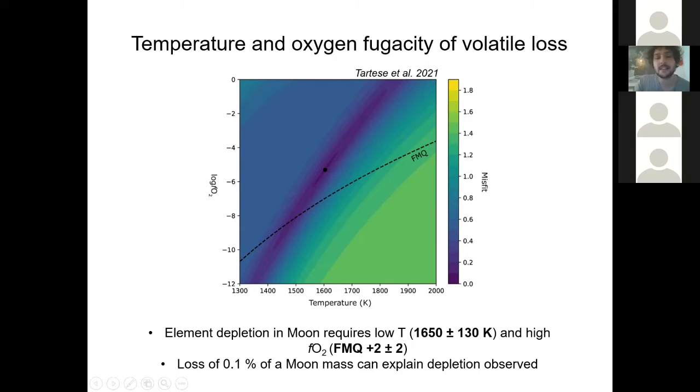So we've been able to explain the relative depletion of the elements, but now if we consider how much in total of these elements needed to have been lost, we fall upon a value of about 0.1% of a lunar mass that must have been lost to decrease their abundances to the observed values.